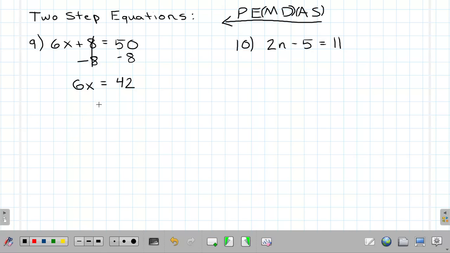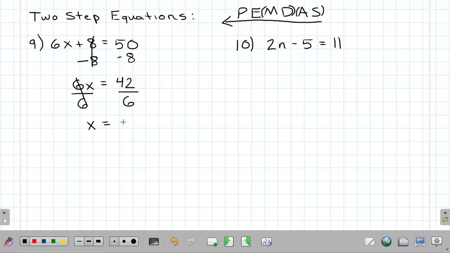Okay, and now this is the part I was talking about earlier. This is nothing more than a one-step equation: 6x is equal to 42. Well, what are we doing to x? We're multiplying times 6, so we need to divide by 6. But if we do it to one side, we've got to do it to the other. Those cancel out, giving us 1x is equal to 42 divided by 6.